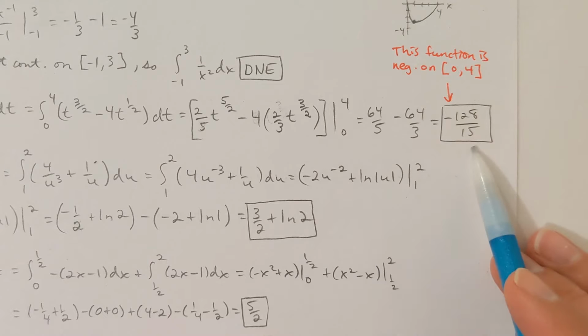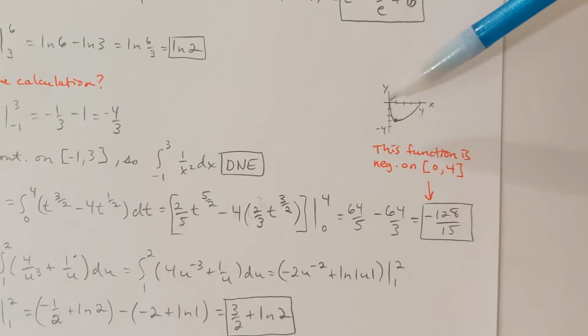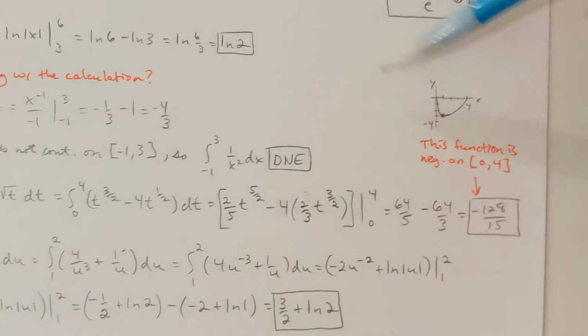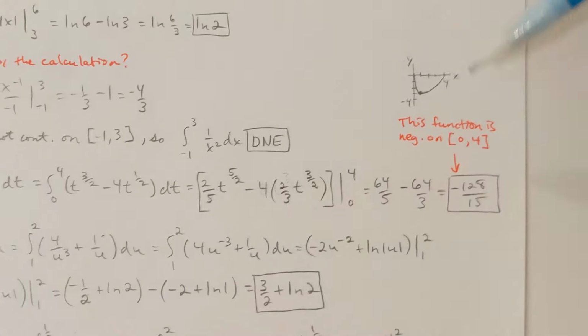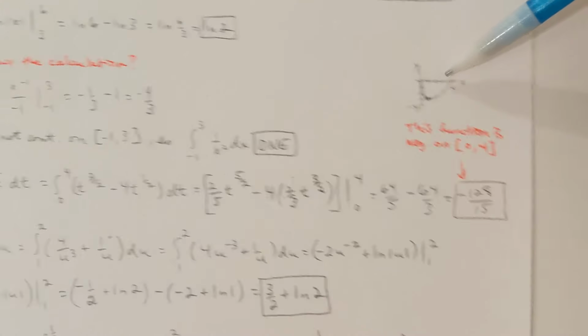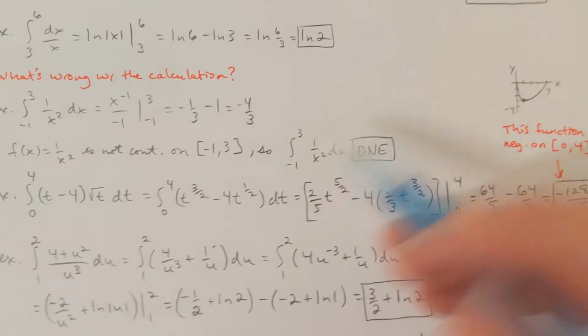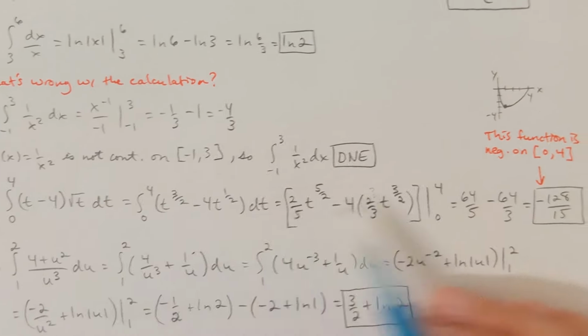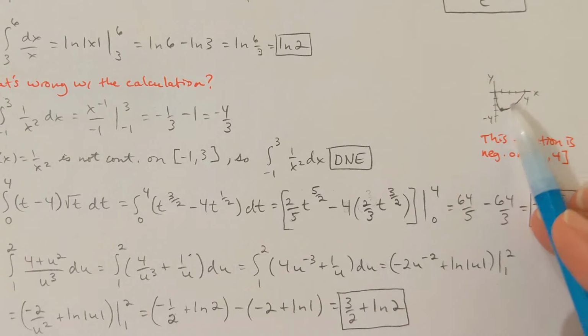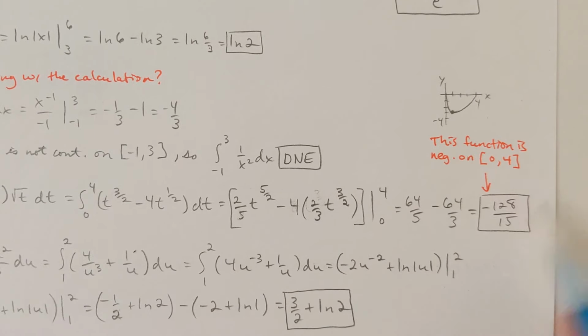The fact that that's a negative means that this function is negative on the interval that was given here, 0 to 4. Here's just a quick sketch of the graph of this curve, t minus 4 times the square root of t. On the interval 0 to 4, you can see the entire curve is below the x-axis there, and therefore we get a negative.